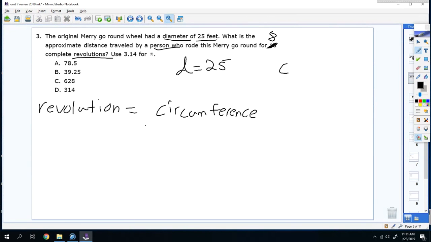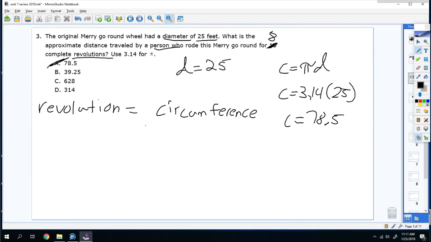So the circumference formula is C is equal to pi times the diameter. So we do 3.14 times the diameter, which is 25. 3.14 times 25 is 78.50. That's the distance around one time. So I'm going to cross off A because that's not my answer. I need to figure out what the distance would be if I did it 8 complete times. So also that means B is wrong because B is too small, because I'm about to take 78.5 and multiply by 8. So now I have a 50% chance of just getting the question right without even continuing on.